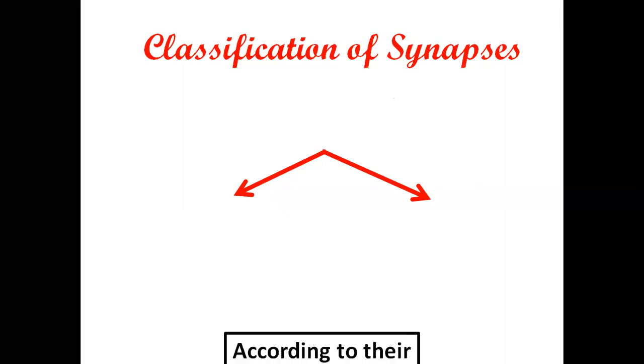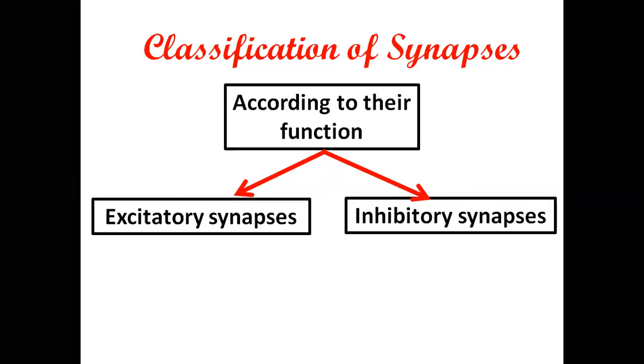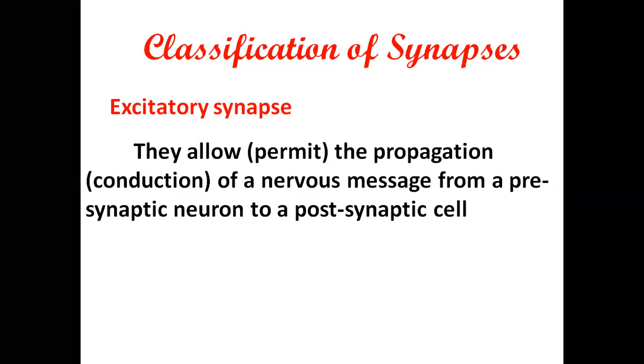According to their function, synapses are classified as either excitatory or inhibitory. As their name indicates, excitatory synapses cause excitation, and inhibitory synapses cause inhibition of the nervous message. So, excitatory synapses allow or permit the propagation of the nervous message from the presynaptic neuron toward the postsynaptic cell. Pay attention here, I didn't say postsynaptic neuron.